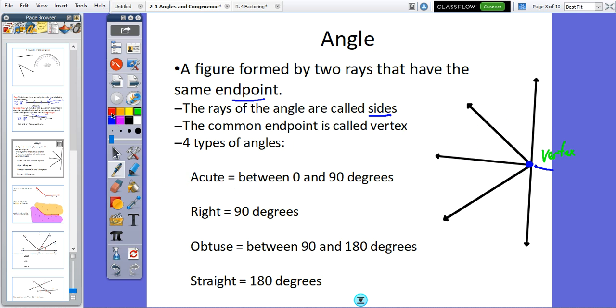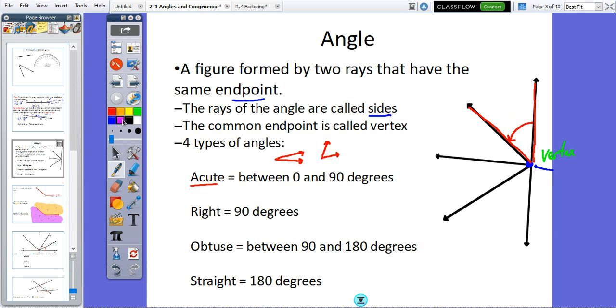So let's start with an acute angle. An acute angle is anything that's bigger than 0 but less than 90. When we're talking about bigger than 0 but less than 90, we're looking at the distance between the two rays. For example, this right here we'll call our acute angle. And it is because we're measuring the distance from this side to this side, that gap. When that gap is less than 90 degrees, we consider that an acute angle.